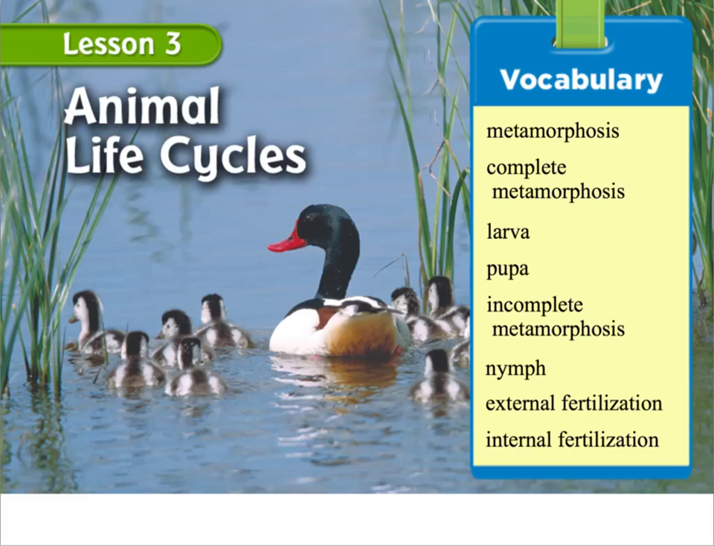This is lesson 3 in chapter 2 in our unit over Parent and Offspring. This is over animal life cycles. This lesson is for 5th grade. We're going to be discussing in this lesson metamorphosis, both complete and incomplete. We'll be discussing internal and external fertilization, and we'll also be discussing what happens to the eggs after they're fertilized. Let's start with talking about metamorphosis, both complete and incomplete.